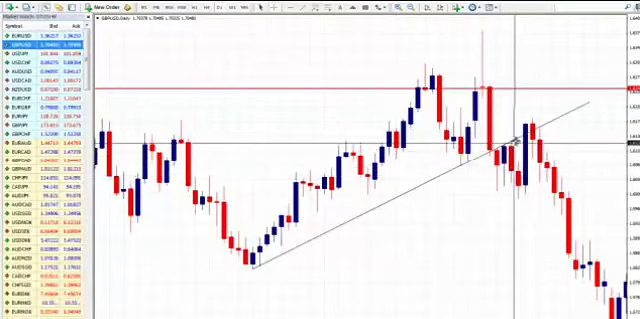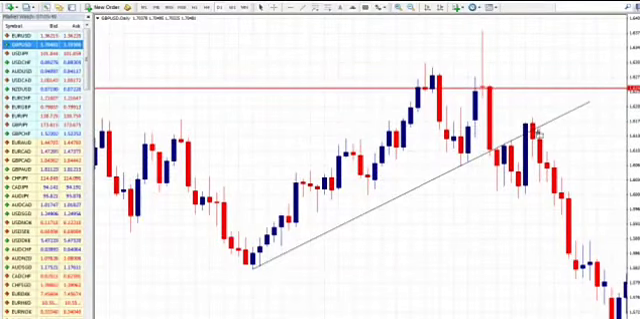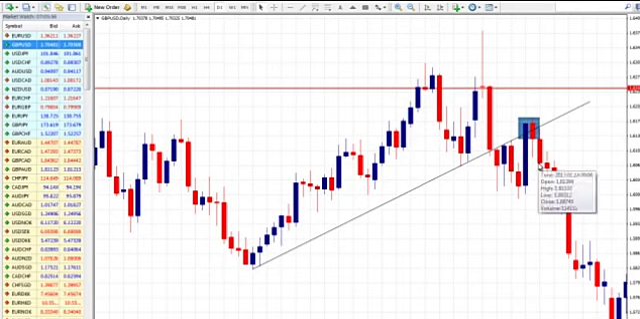a retest of this ascending trend line, or this ascending support as resistance, and right here when we test it, we have an entry to short the GBPUSD. And this is basically how you use levels and trend lines to trade currency pairs. And of course you can use this on any asset that you are monitoring or that you want to trade.